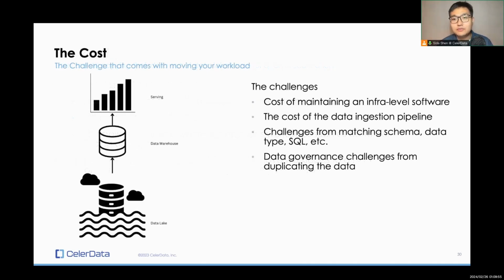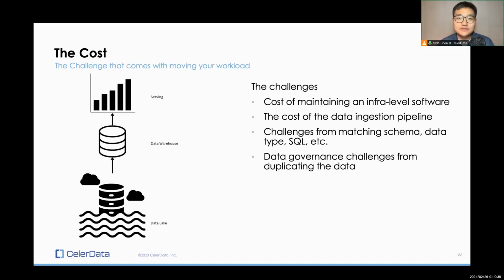This does solve the performance issue, but it introduces a lot more trouble than the good it does. First, you have to consider the cost of maintaining infrastructure level software, like a data warehouse. It's not only heavy, but it's also stateful, so maintaining it takes a lot of hardware resources and a lot of labor as well. And also you have to consider the cost of your data ingestion pipelines. Data ingestion essentially is writing your data from one format to another, which is an extremely resource intensive job.